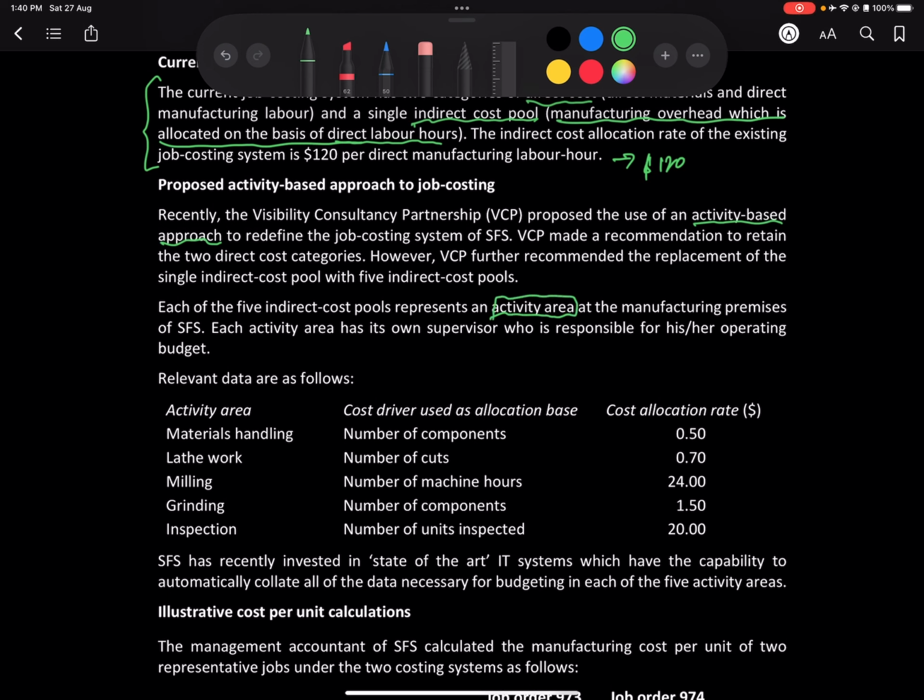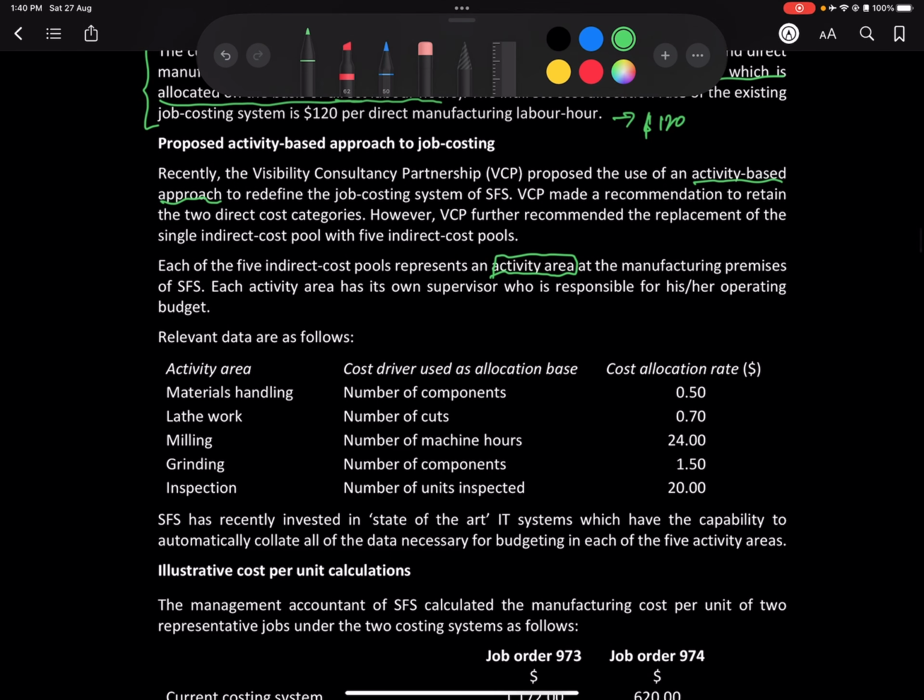The premises of SFS. Each activity has its own supervisor who is responsible for his or her operating budget, right? And these are the activity areas. They do material handling, lathe work, milling, grinding, inspection, and everything, right? Of course, inspection will normally be at the very end.